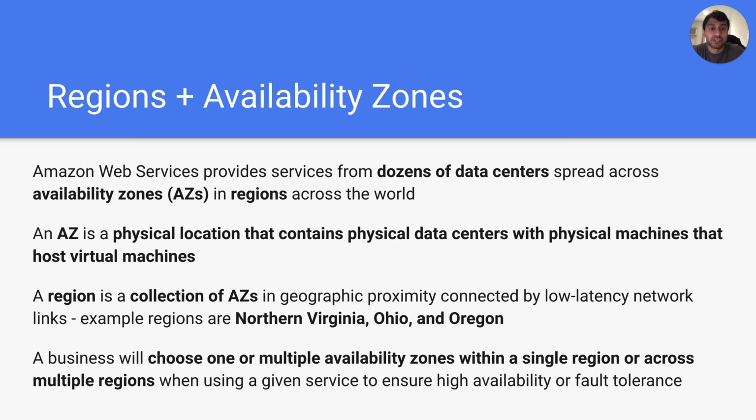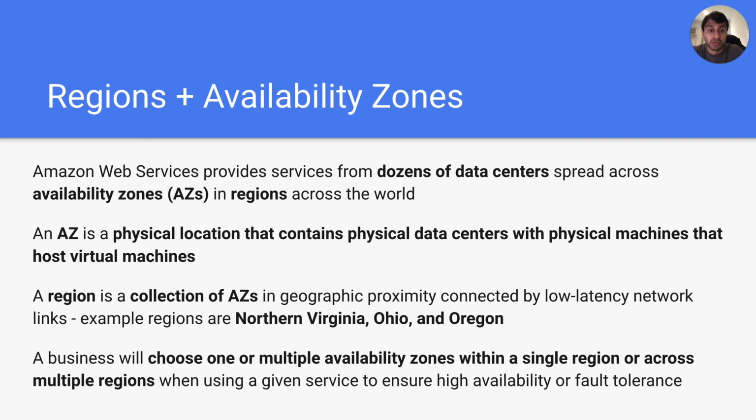AWS provides services from dozens of data centers that are spread across availability zones in regions across the world. An availability zone, known as an AZ, is a physical location that contains physical data centers with physical machines that host your virtual machines. A region is a collection of multiple availability zones in geographic proximity connected by low latency network links. Examples of regions are Northern Virginia, Ohio, and Oregon.